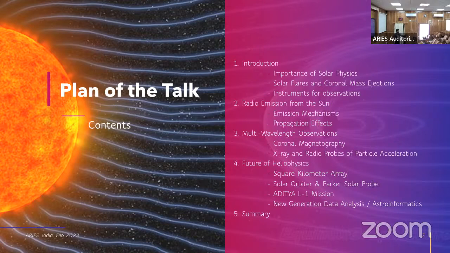I'll begin with a brief introduction of why we need to study solar physics. Then I'll say a few words about what we see in radio emission, because radio has been a very unconventional wavelength to study the Sun. Then I'll come to the main topic, the multi-wavelength observations, and how we can use radio wavelengths and also X-rays to understand various phenomena.